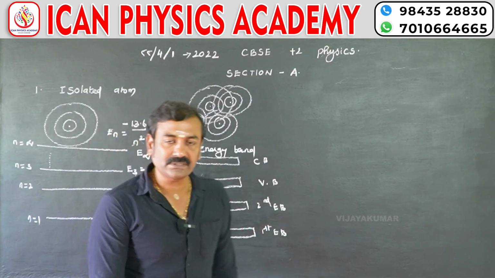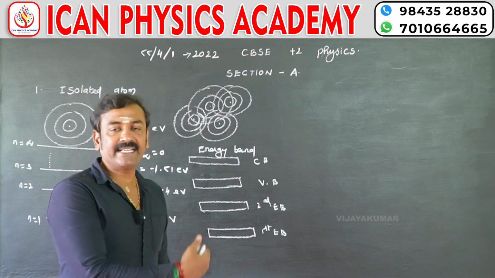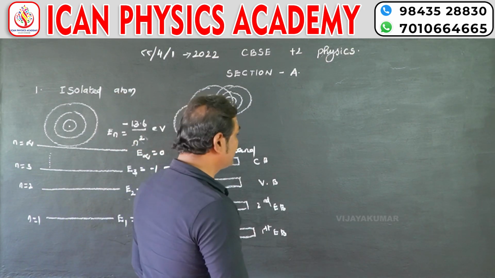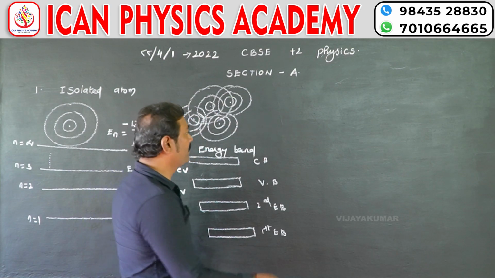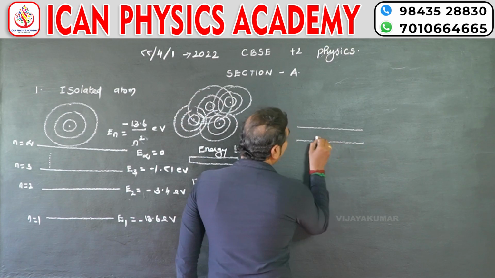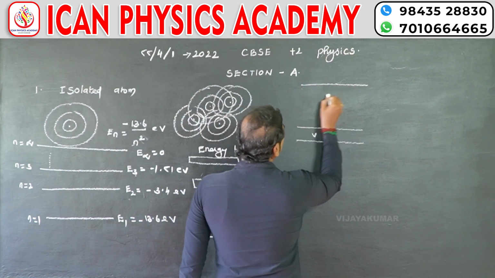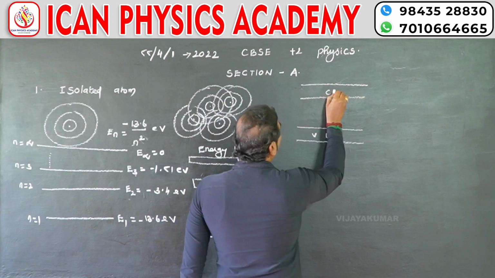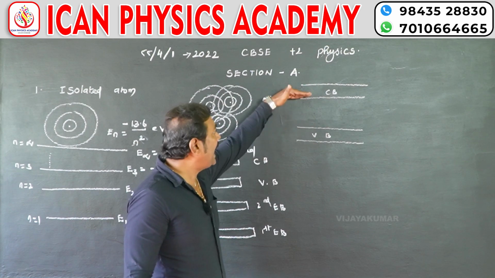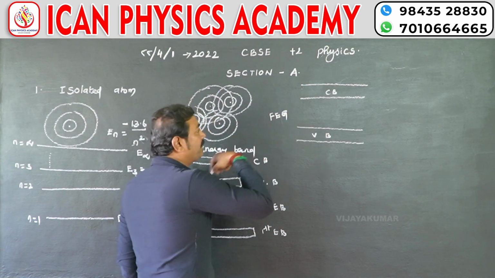But what about our question? For conductors, semiconductors and insulators, draw the energy band diagram. Let us consider this is the valence band, and next one, this is the conduction band. The energy separation between the valence band and the conduction band is called the forbidden energy gap.